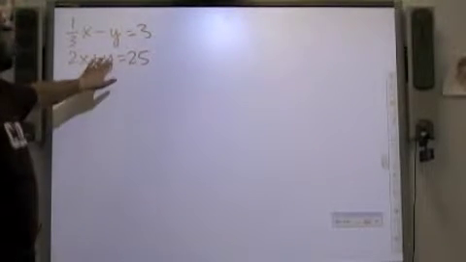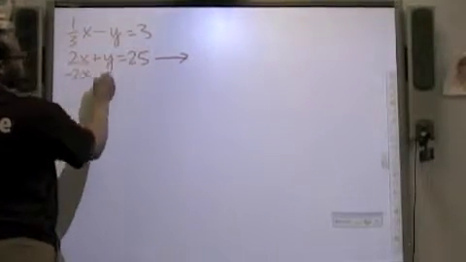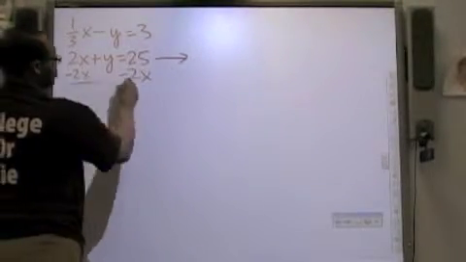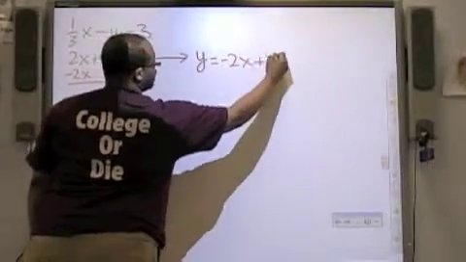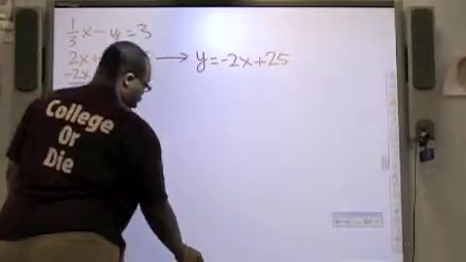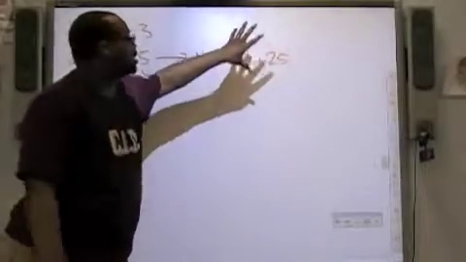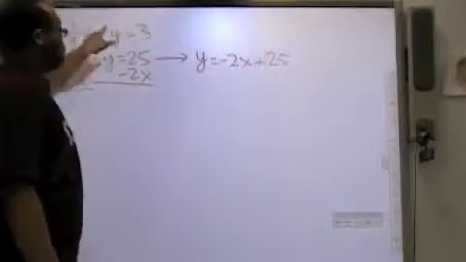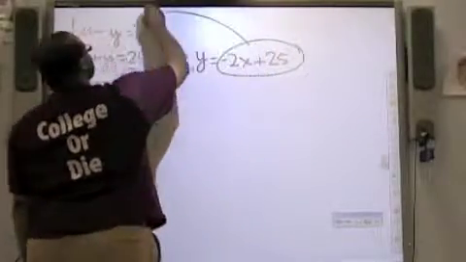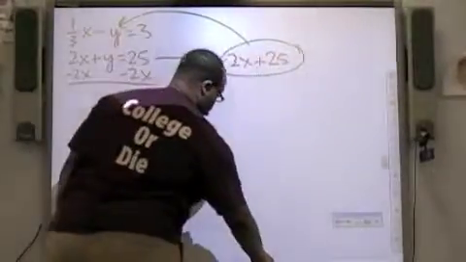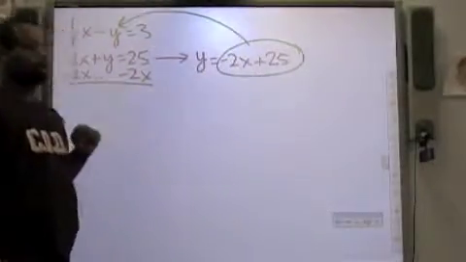And so what I'm going to do is solve for y in this equation. I'm going to bring it over here and I'll subtract 2x from both sides. And I know that y would equal a negative 2x plus 25. Now that I have my expression value for y, I'm going to take that expression and substitute it into my first equation for y. So I'm going to circle that and bring the substitution over here. And I want to rewrite this first equation with my substitution in there.